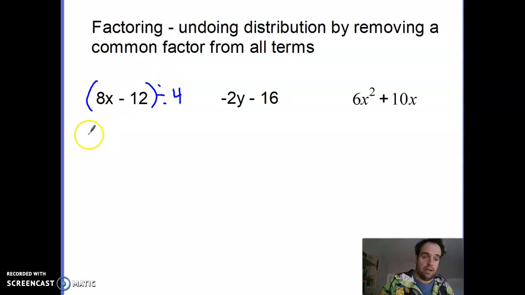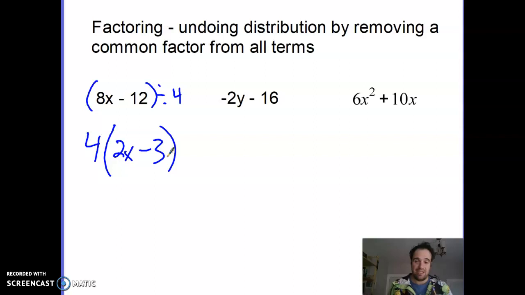So that's 8. I take that 4 and put it outside the parentheses. 8x divided by 4 is 2x. -12 divided by 4 is -3. I've now successfully factored a 4 out of both 8x and -12.